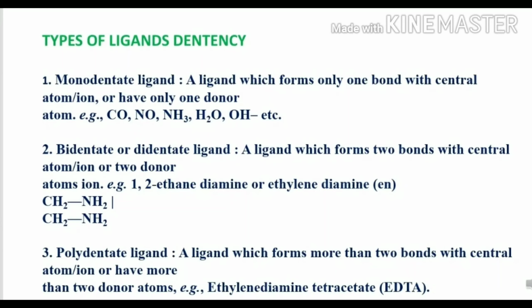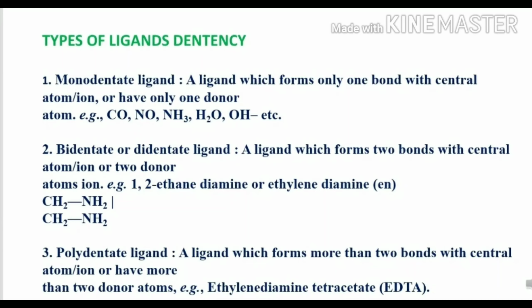For example, you see this monodentate ligand. Mono means only one. It makes only one bond with the central metal ion. A ligand which forms only one bond with the central metal ion, or has only one donor. Examples: carbonyl, nitrosyl, amine, aqua, hydroxo, etc. So these are all monodentate ligands.